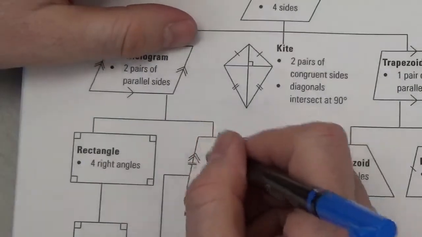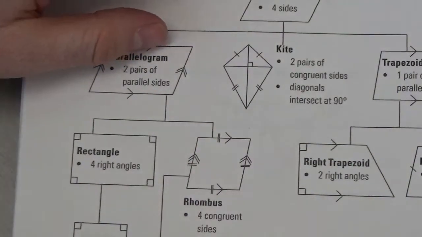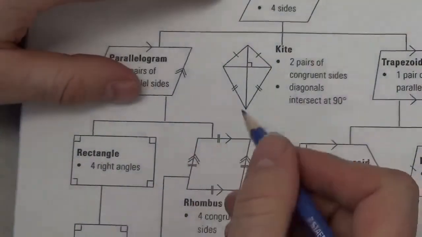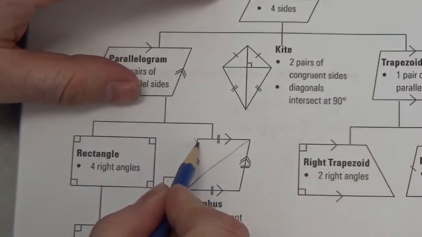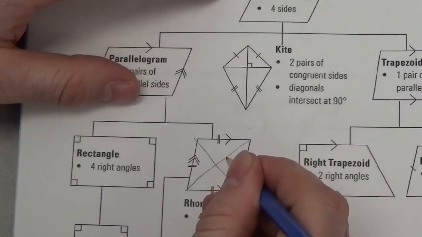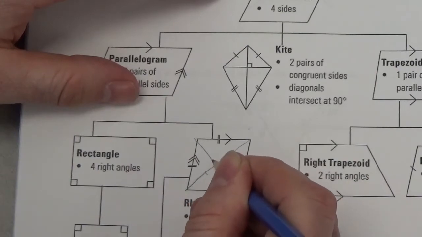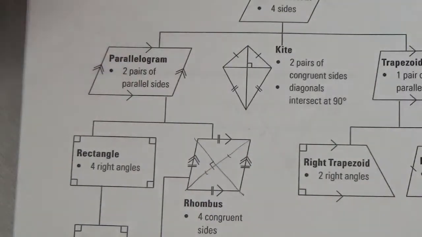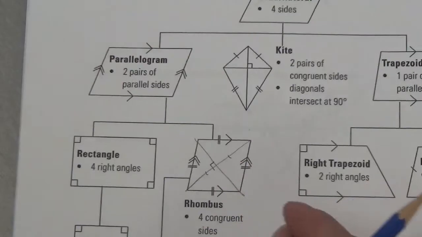One other interesting thing about the rhombus is that if I draw the diagonals in, not only do the diagonals bisect each other, which means they cut each other in half, but they're perpendicular to each other, which is an interesting property of the rhombus.